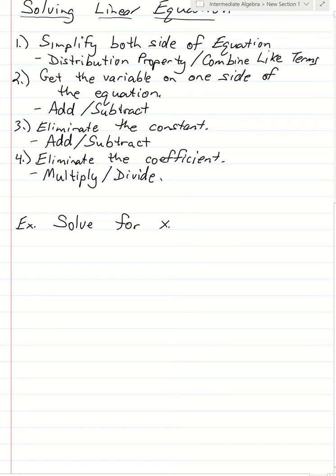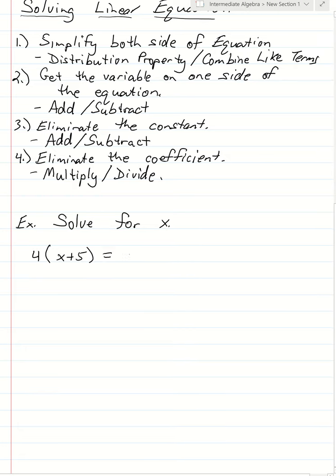Let's say, for example, we have the following. 4 times (x plus 5) is going to equal 2 times (x minus 5). Now, as we go through our steps, once again, we don't have to go through them in any particular order. I'm going to follow the order that I laid out for you. Not every step needs to be done. Here, we're going to start with step 1, because step 1 could actually be performed.